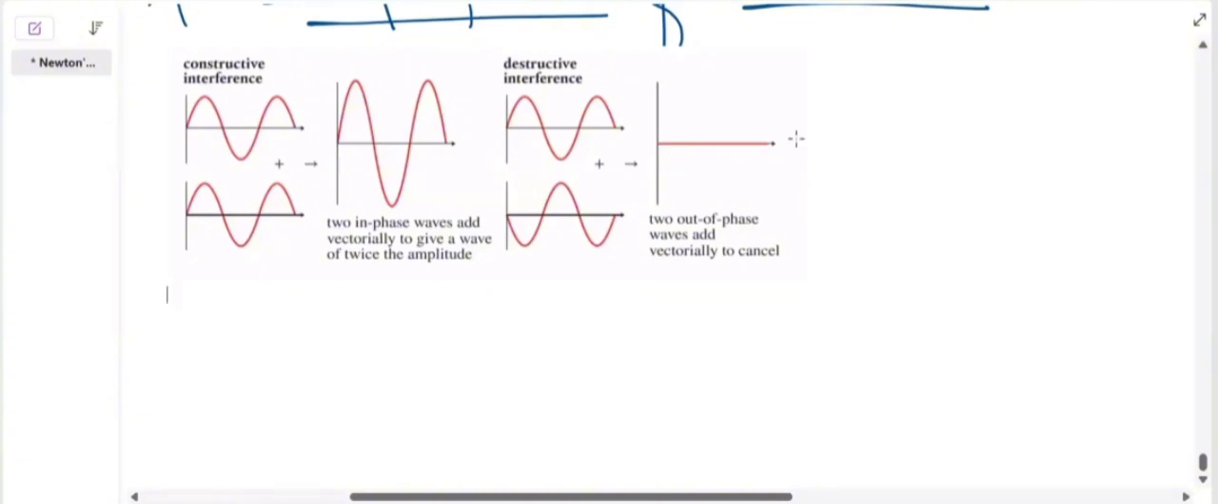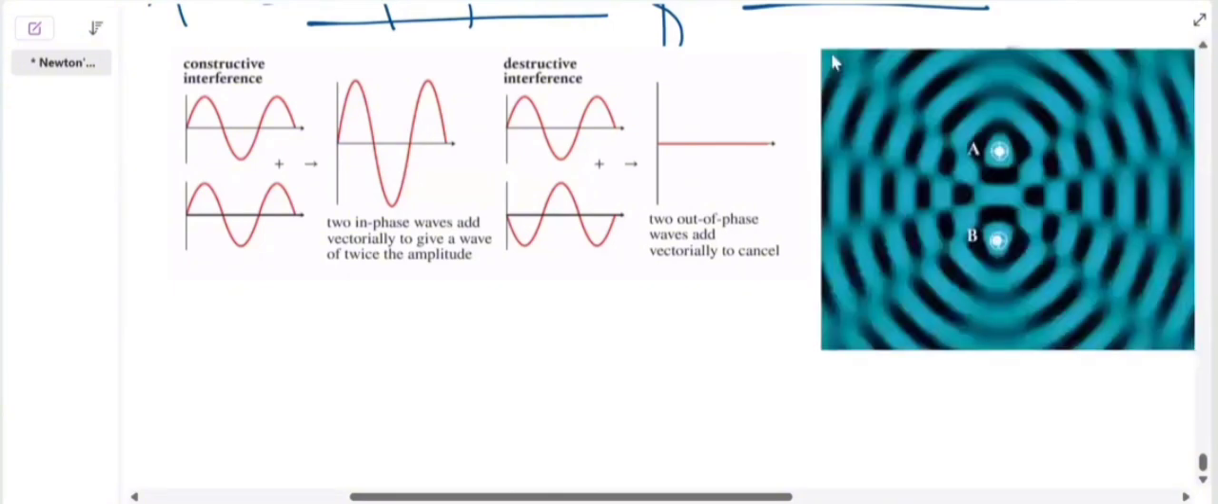Done. So now after this, let's come to the next point. When identical point sources produce waves on the surface of a pool, you must see a pattern, and I can show you that pattern. Just wait, give me a second. Check this pattern. Visible?